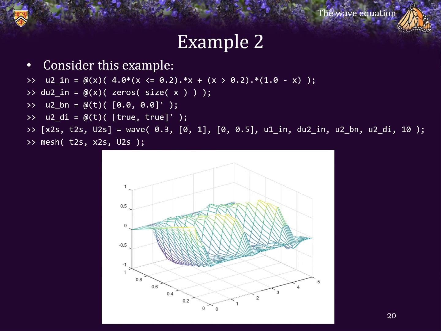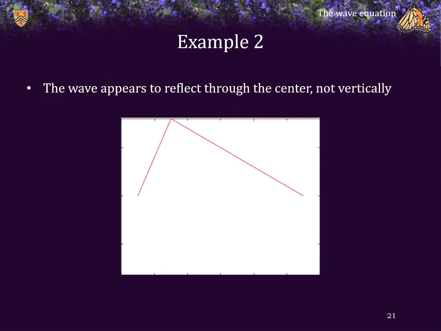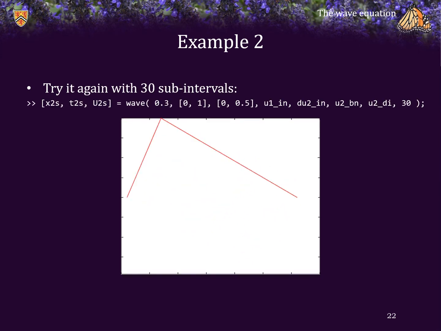Now that looks interesting as a plot, and once again we can show this as an animated GIF. So watch what happens. Now that doesn't look like the sine function reacting. It looks a little bit different, and it's very shaky. Let's try to increase the number of points. Okay, doing the same thing but with 30 subintervals instead of 10, let's watch what happens.